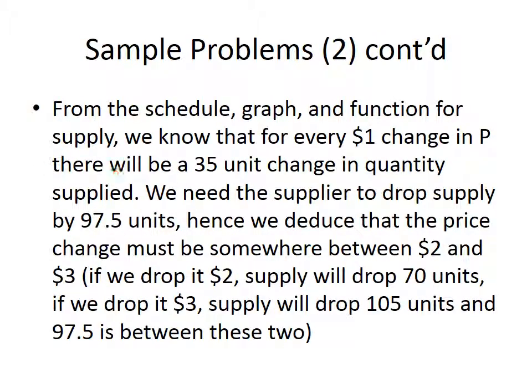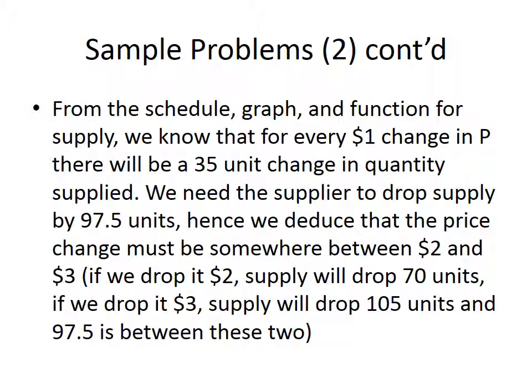Now, there are a few things that we know going into this, okay, that we can kind of just intuitively or just eyeball. All right, what did we figure out with the supply function? We figured out that for every dollar change in price, you're going to have a 35 unit change in supply. Now think this through. We need to change supply. We need to drop it by 97.5 units.